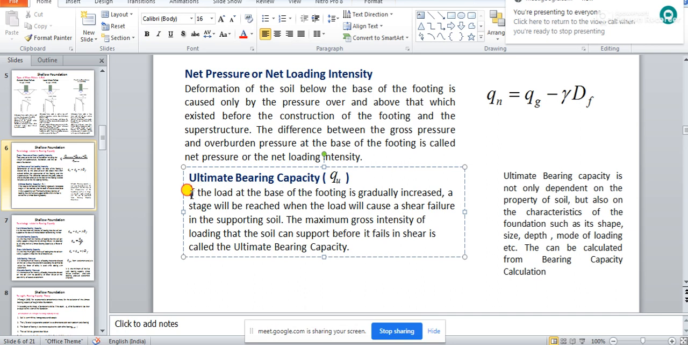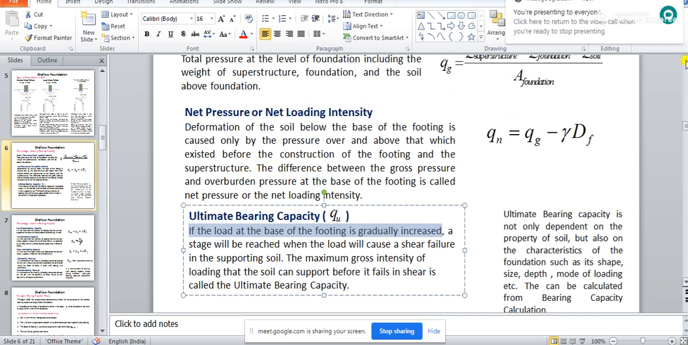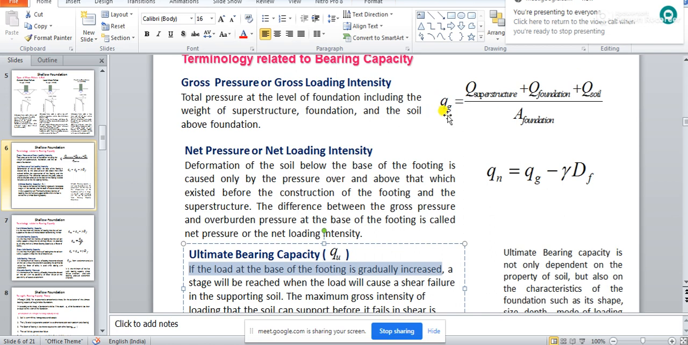See, if the load at the base of the footing is gradually increased, we have spoken about this QG, right? So what will you be increasing? Let's say your foundation weight is the same, your soil weight is the same, but your superstructure weight may increase, because the superstructure will be carrying the load of human beings, different kinds of live loads and other kinds of loads.